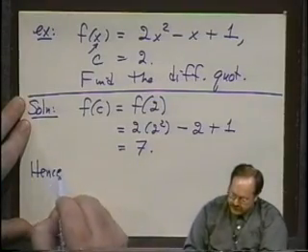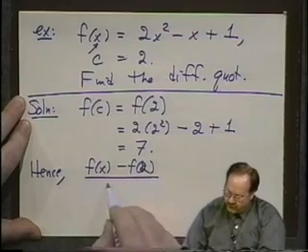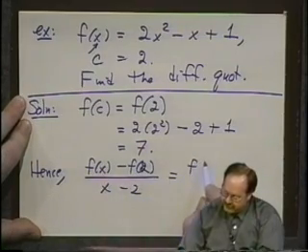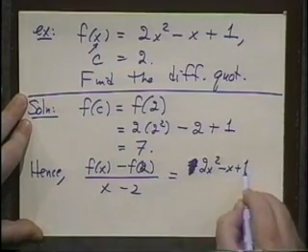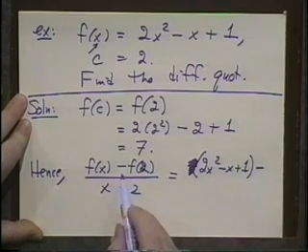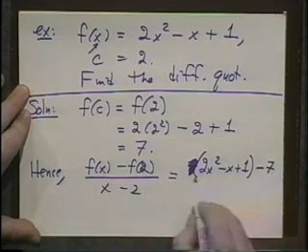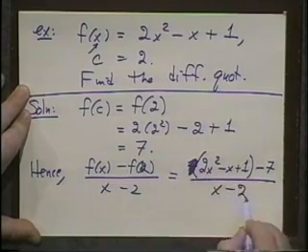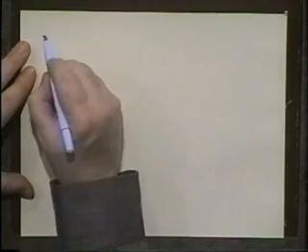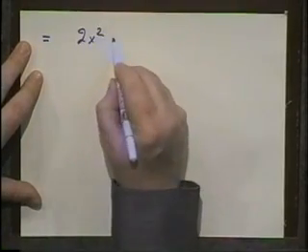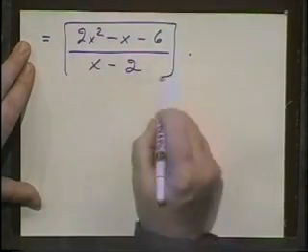Hence, we can go ahead and write down the difference quotient, f of x minus f of 2 over x minus 2. That is f of x, well, let's go ahead and substitute in, 2x squared minus x plus 1, in parentheses. Always keep parentheses until you actually do the operation, in this case the subtraction, minus 7, because that's what we figured f of 2 was, over x minus 2. I'm getting a little cramped here, so I'll move to the next page. This will continue to become 2x squared minus x minus 6 over x minus 2. And really, that is the difference quotient.